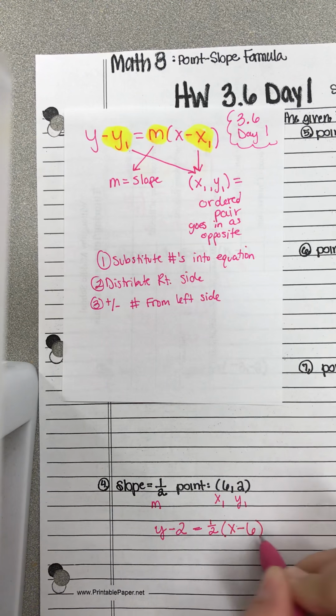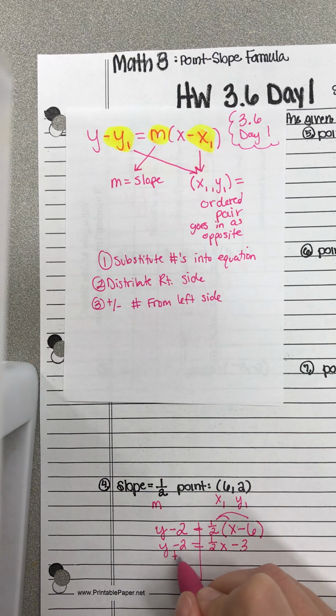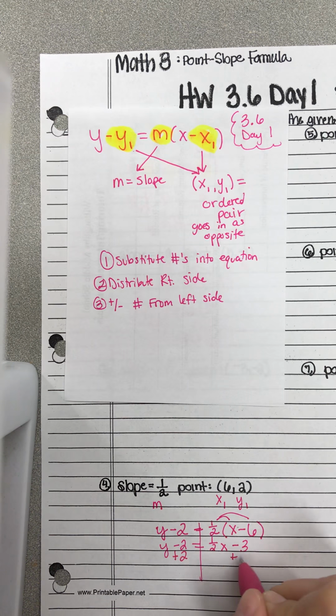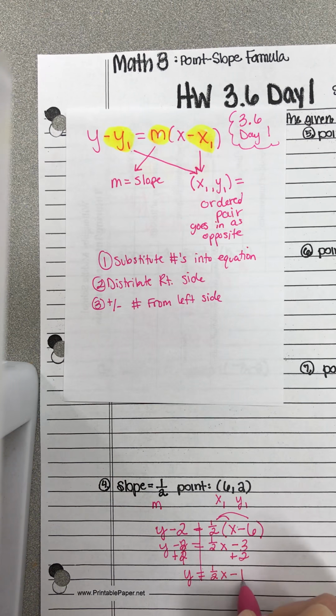Once you plugged in the numbers, you want to distribute. So drop down the left side, y minus 2 equals 1/2 times x is 1/2 x. 1/2 times -6, if you put that into your calculator, you get a -3. And now add or subtract the number from the left. So it's a -2, so I have to add 2 to both sides. And I get myself y equals 1/2 x minus 1.